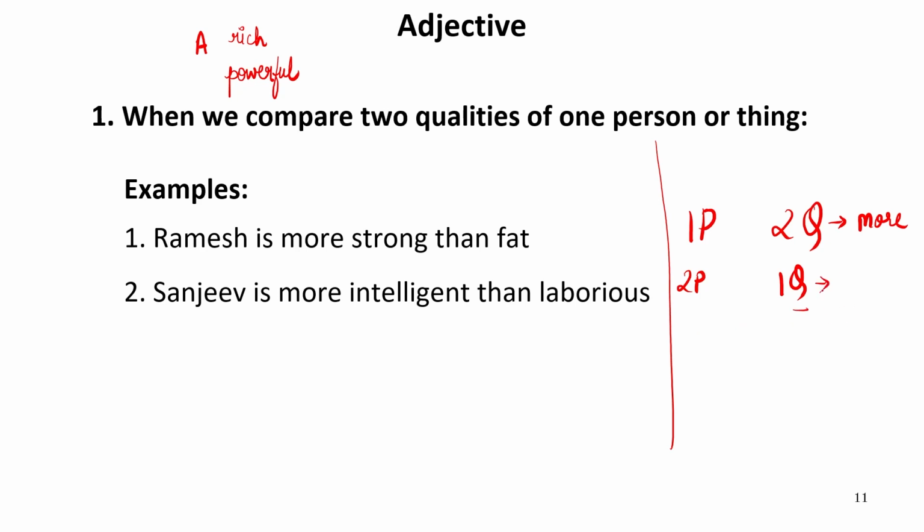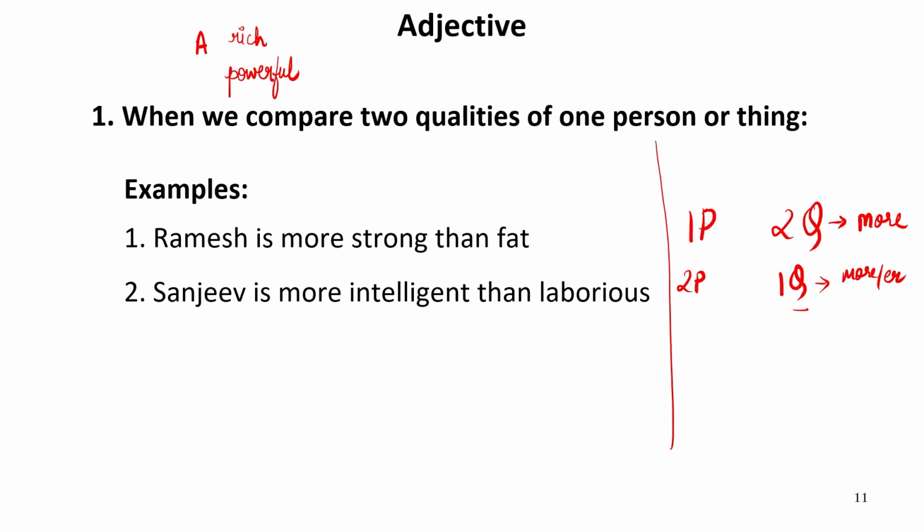In this, we should go with the rules of syllable. That is, we can have either more or er according to the rules of syllable. For example, if I say A is richer than powerful, this will be incorrect. Instead, I should say A is more rich than powerful. So, in this manner, we can use such words. Or you can say A is more powerful than rich.